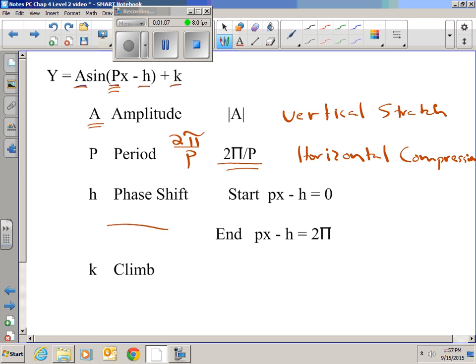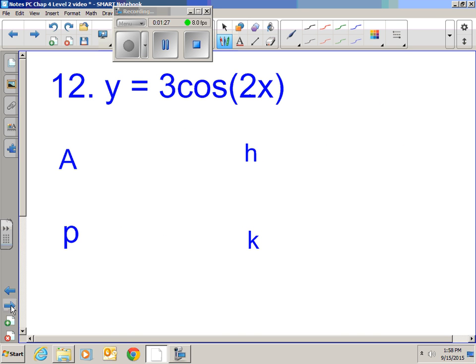Our phase shift, of course, is the horizontal shift. Most importantly, our period is going to start using this equation, and our period is going to end using that equation right here. And our k, of course, is our vertical shift. It moves the graph either up or down.